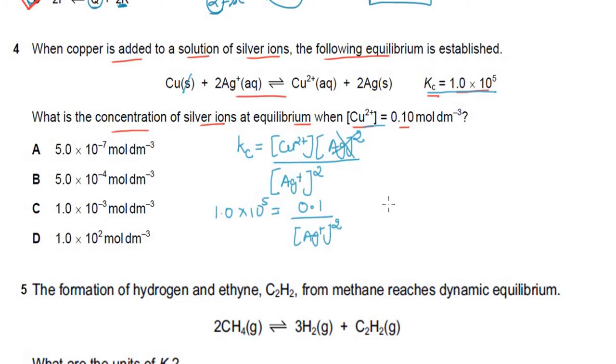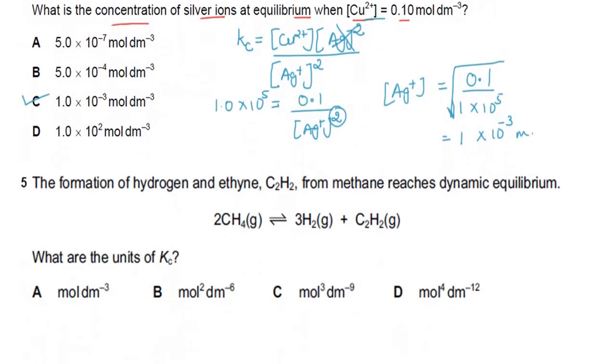So the concentration of silver ions should be 0.1 divided by 1 into 10 power 5, but as we had seen that it was raised to the power of 2, so to remove it we need to find out the square root of this value, which gives us the final answer of 1 into 10 power minus 3 moles per dm cube. So the answer is C.